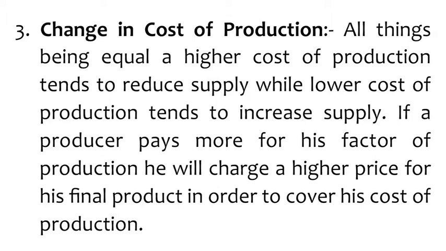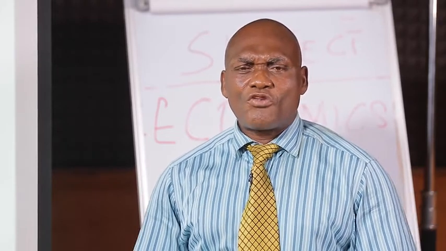If a producer pays more for his factors of production, he will charge higher prices for his final product in order to cover the cost of production. What do we mean here? That, all things being equal, a higher cost of production tends to reduce supply.